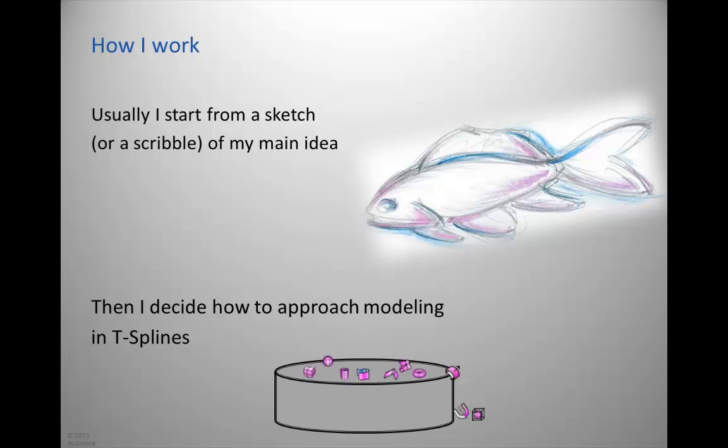Okay, the scribble and the sketch is mostly for the detail and the shape and the proportion. So it's just a reminder in my head, and I put this small sketch in the background. And then I think about how to approach with T-splines. It depends on what I'm doing.